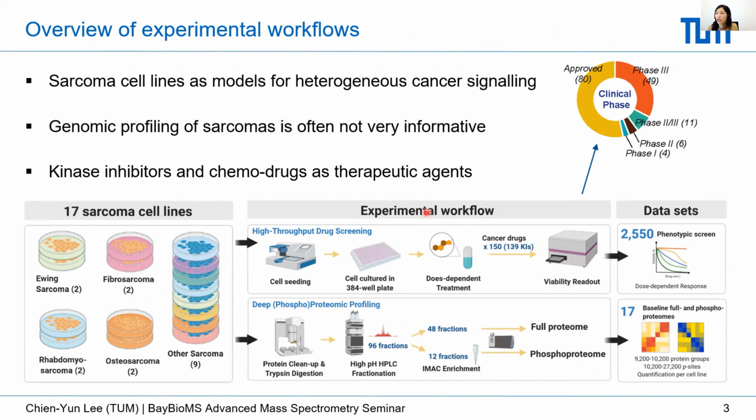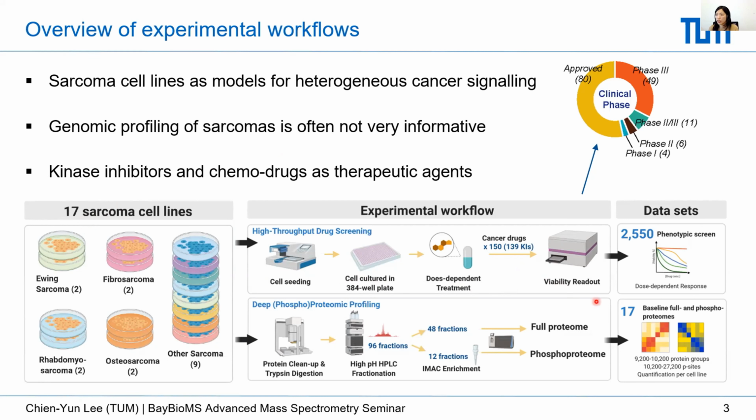So to generate a data set for this study, we actually use sarcoma cell lines as models. There are many reasons. First, the genomic profiling of sarcoma is often not very informative, and also they have a very low mutation rate compared to other cancer entities. So we chose 17 different sarcoma cell lines from 12 entities and performed high-throughput drug screening. As you can see here, we include 150 cancer drugs and 139 of them are kinase inhibitors. Of course, we also have some chemo drugs and other non-kinase inhibitors.